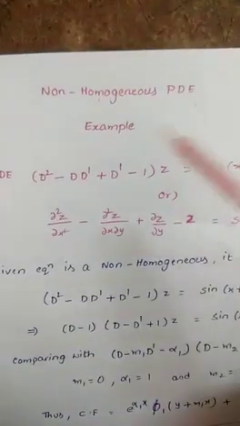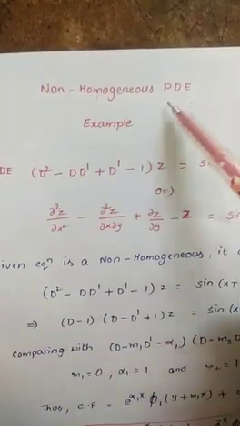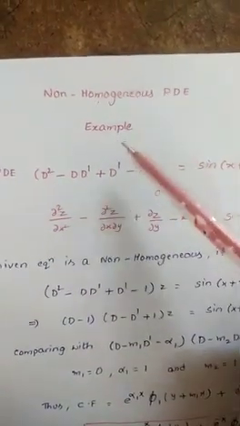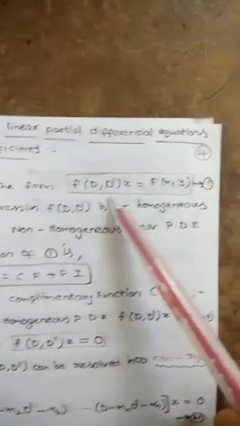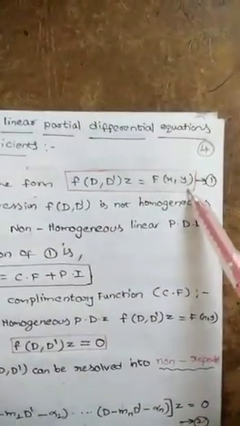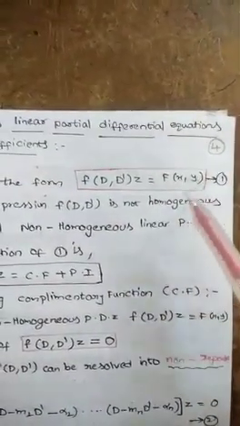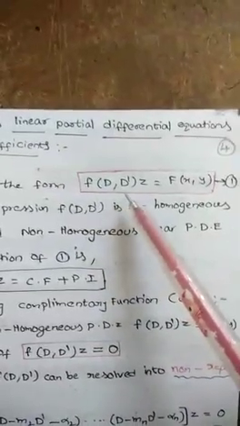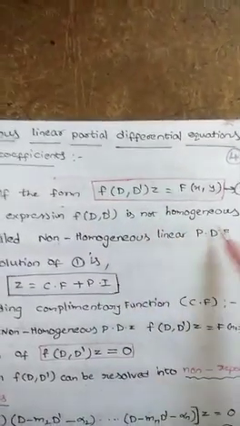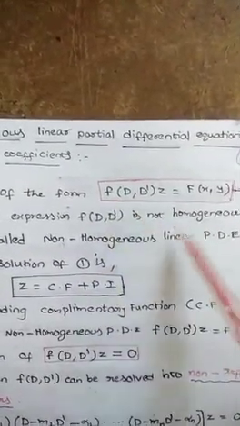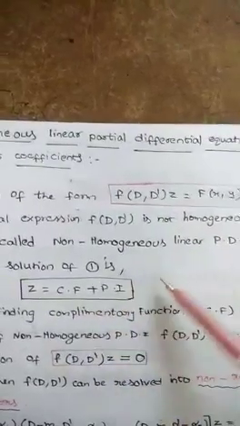Hello students, here we will discuss non-homogeneous partial differential equations with an example. Consider a non-homogeneous partial differential equation in operator form. Earlier we learned about homogeneous partial differential equations. Here the expression f(D, D') is not homogeneous. Suppose it is not homogeneous, then it is called non-homogeneous.